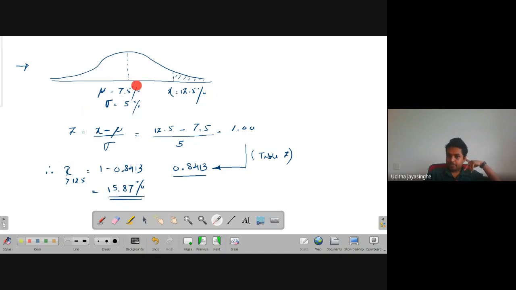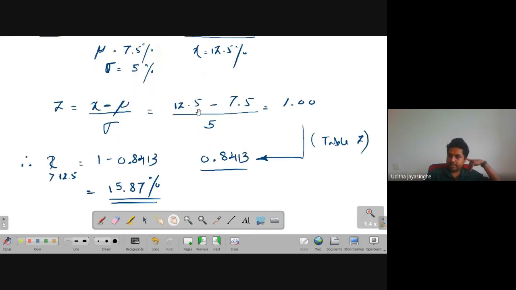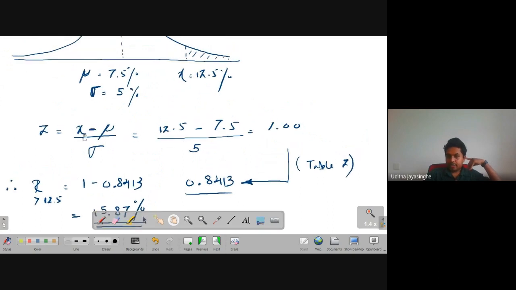Mu, I put it as 7.5, rho as 5, and this is the interested value, x as 12.5. So first, what do we do in these cases, students? We first calculate the z value, isn't that so? Z value is going to be equal to x minus mu. This is your interested value, x is 12.5, minus mu is 0.5 divided by 5. Easy, we are getting a z value of 1.